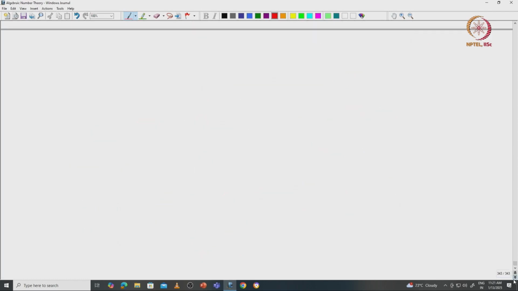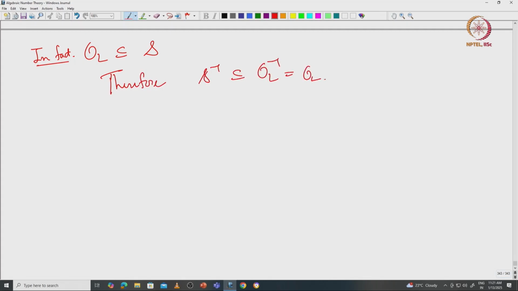Well, not just 1, why just 1? We have OL contained in S. So, in fact, therefore, S inverse is contained in OL inverse, which is just OL of course. So, S inverse is an integral ideal.